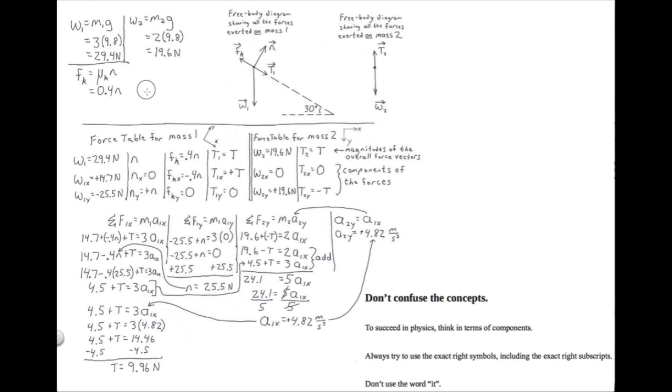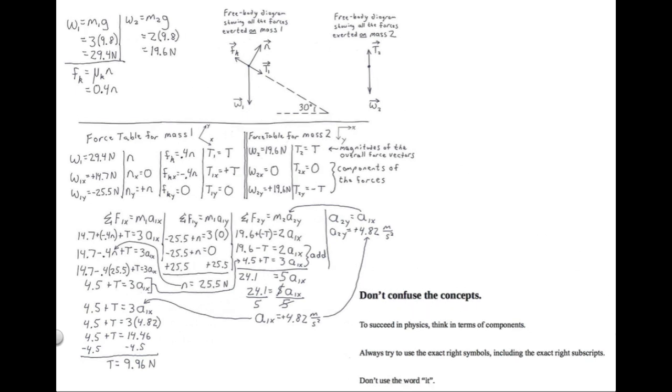So don't say that it is 2 kilograms or it is 19.6 newtons. Instead say mass 2 is 2 kilograms and the magnitude of weight 2 is 19.6 newtons. By labeling the concepts, you are less likely to mix them up with each other.